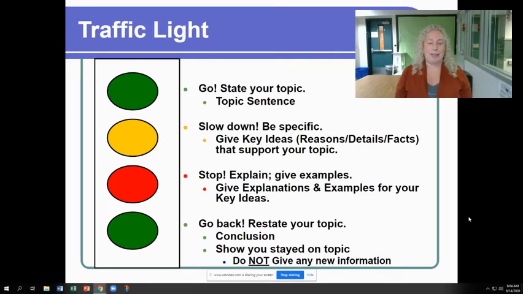As a quick overview, here's the color coding that we're going to use for expository writing. Green means go, state your topic. Green is your topic sentence. Yellow means slow down, be specific, give me a key idea, a reason, a detail, or a fact that supports that topic. Red means stop and explain, and give me examples and explanations for those key ideas. And finally, green at the end means go back, restate your topic. Show me this is your conclusion that shows you stayed on topic.